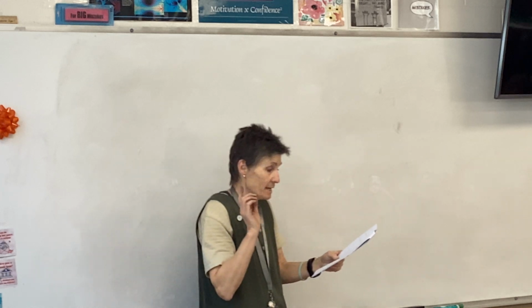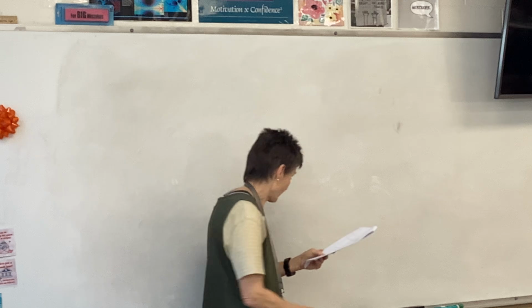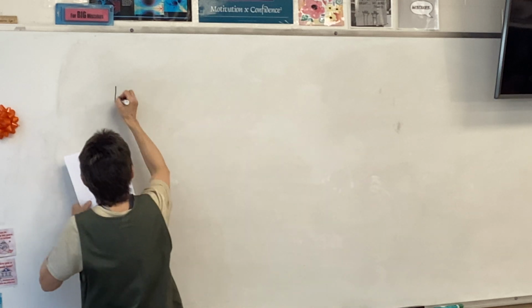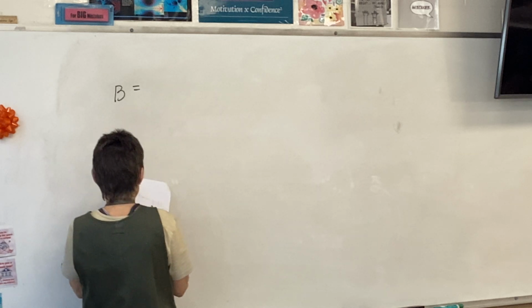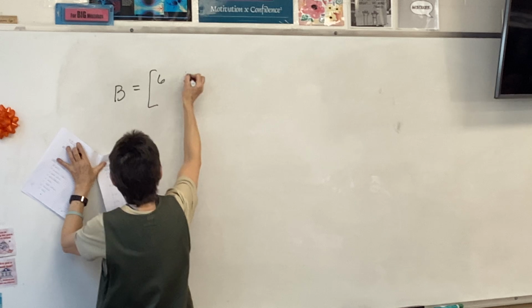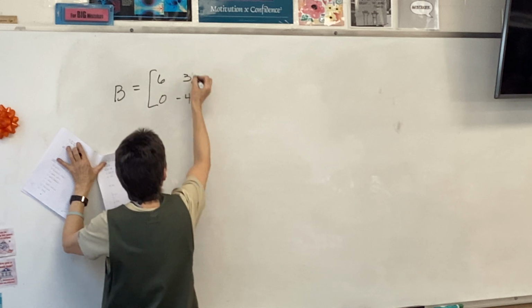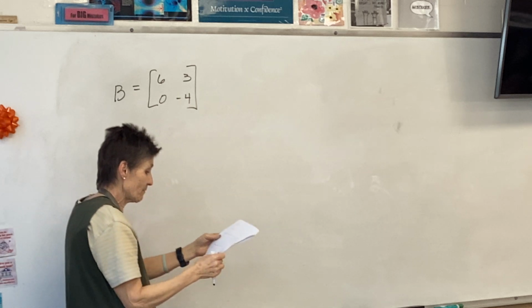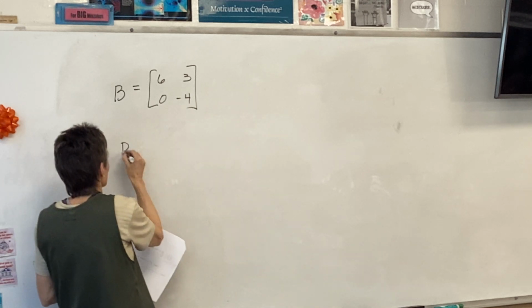So in section 7-2, 4B. We're ready for 4B. B is the matrix 6, 3, 0, -4. That is the matrix for B. And we are going to find the inverse of B.